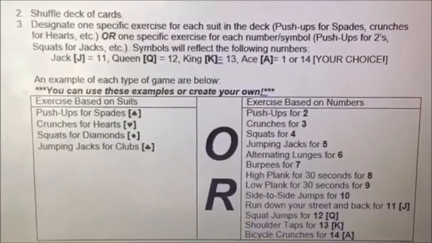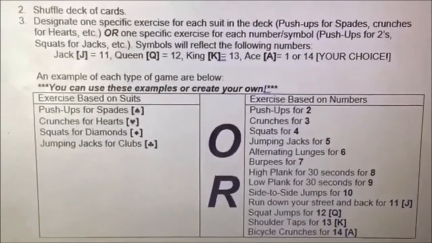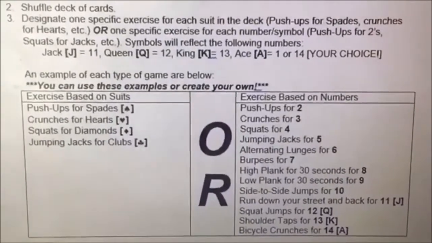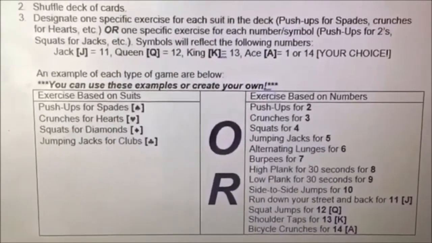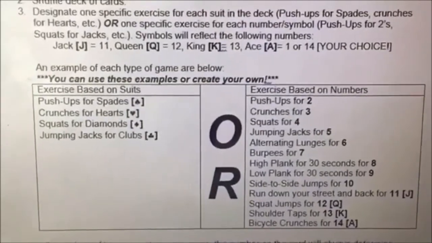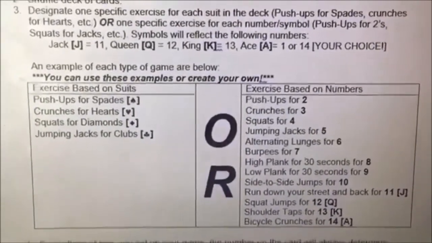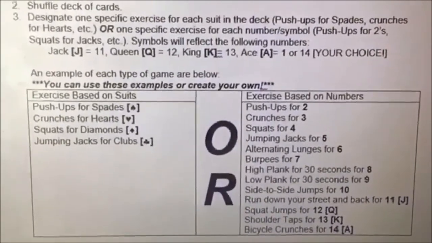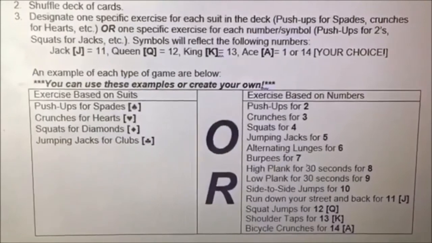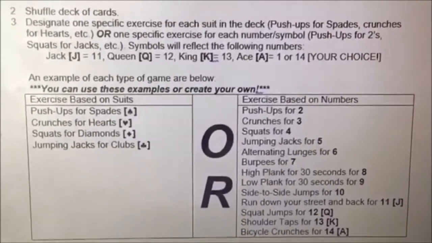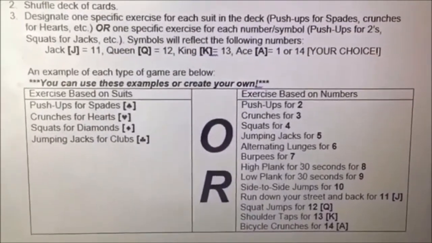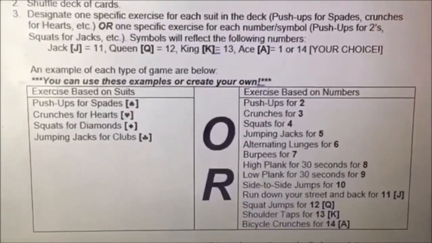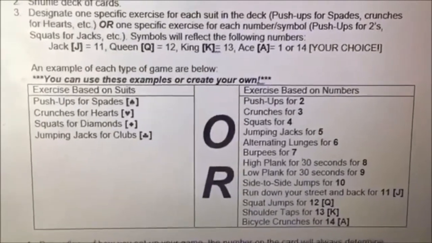Next, you need to shuffle your deck of cards. Third, you need to choose either the exercise base suits on the left or the exercise base numbers on the right. What that's basically doing is you are identifying what exercises you're going to use for each card. If you go with suits based, you're choosing 4 total exercises, 1 for each suit: spades, hearts, diamonds, and clubs. And every time you draw one of those suits, you do the number of reps that's on the card. If you grab a jack, that's 11 reps, queen is 12, king is 13, ace, you can choose 1 or 14.